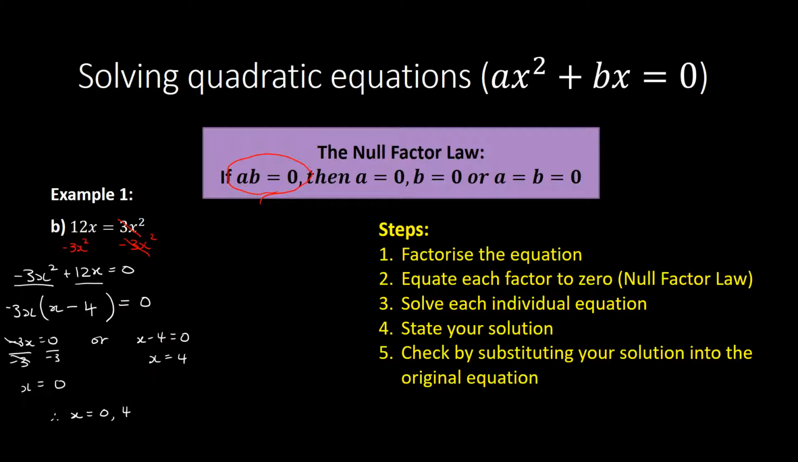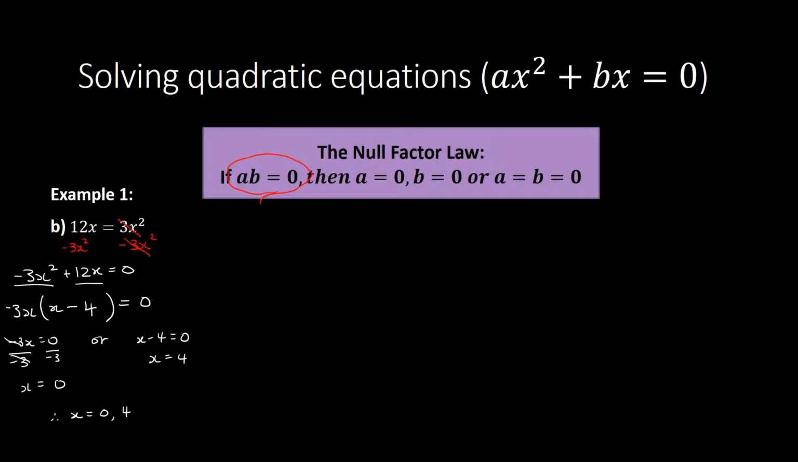Last step, before we state our solution, we've got 0 or 4. So let's go ahead and check this, because this was quite a long process. So let's have a look at a check. Remember, to check, what we want to do is substitute our solutions back in. So we want to substitute x is equal to 0. That's our first solution.